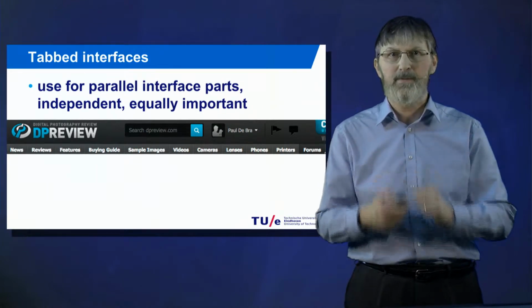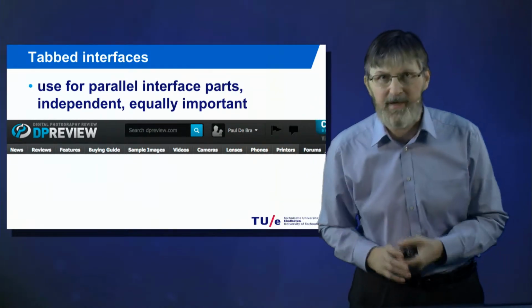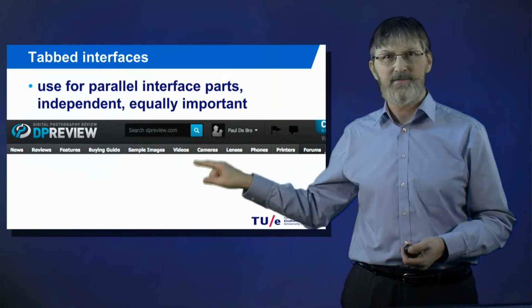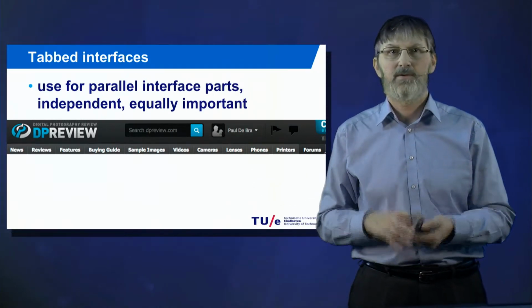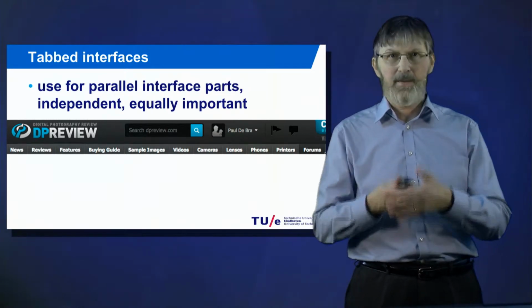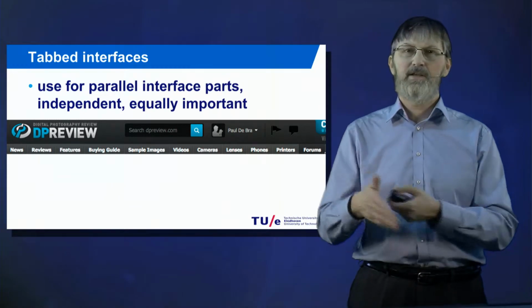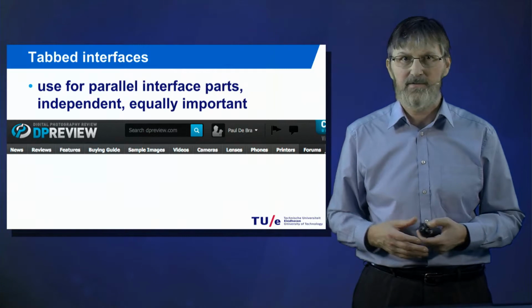Here is an example. This is the header of the DP Review website, and it has a large number of sections, all reachable through these tabs. You can go to news or reviews. There are forums, separate parts of the website, all having a consistent look and feel, but dealing with very different aspects, in this case, of digital photography.